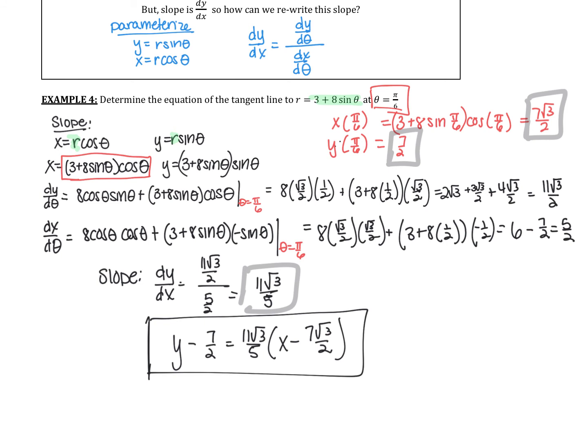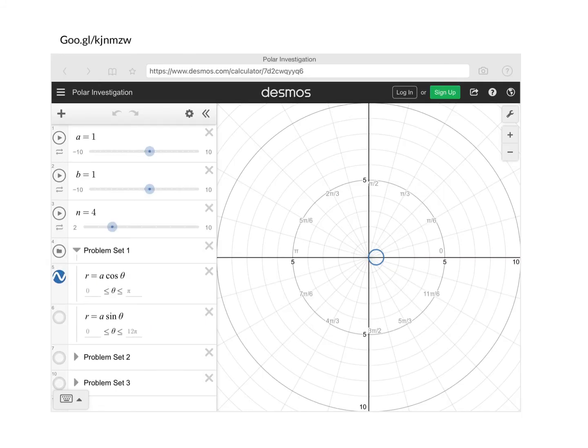Okay, now I did not put this part on your notes because I just want you to follow along. And I will link the presentation on the next slide, so if you want to get on and play with it, you can see what it looks like. If you wanted to play around with the idea of polar graphs, we can do some investigation in this link, goo.gl/kjnmzw, which will take you to this Desmos activity. It's actually pretty cool if you want to just play around and look at some of the polar graphs.